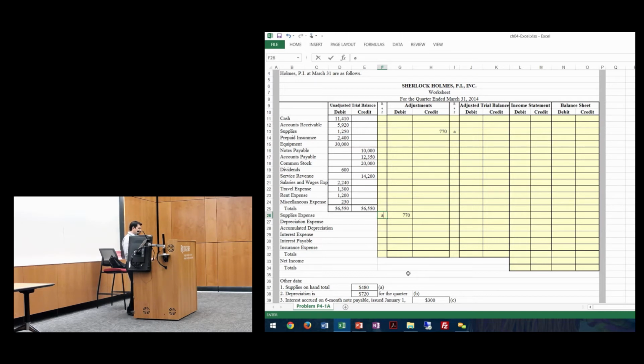The second one is depreciation of 720 for the quarter. As you can see here, it is for a quarter, but it doesn't really matter. It means for the accounting period. So what accounts do you include? Depreciation expense, this would be B. Is it debit or credit? Debit, right? And accumulated depreciation is credited, the same amount. This is also B.